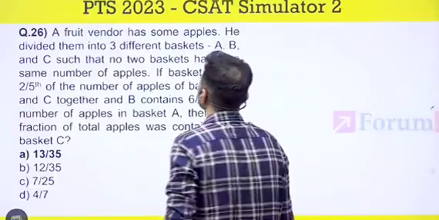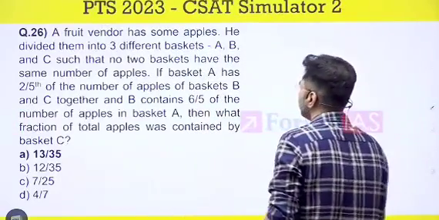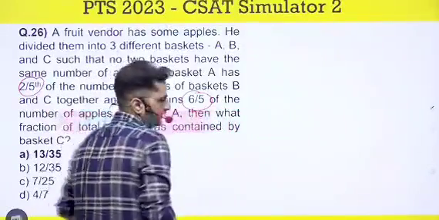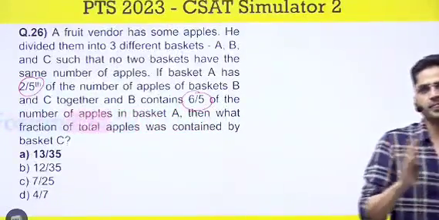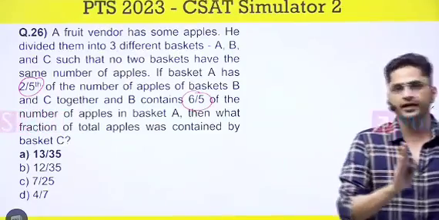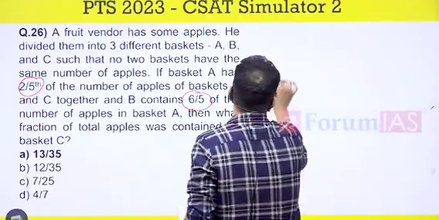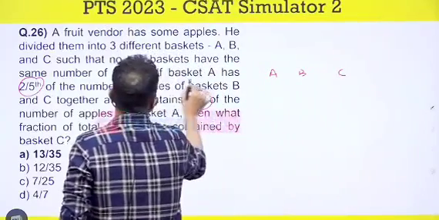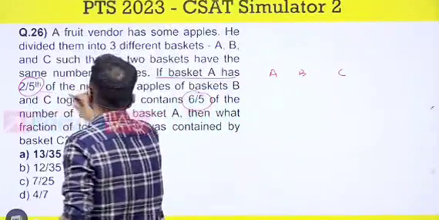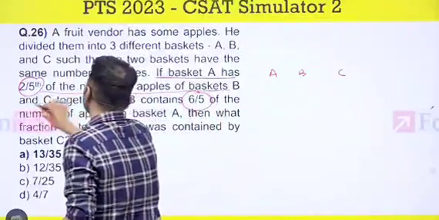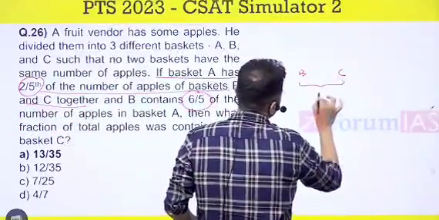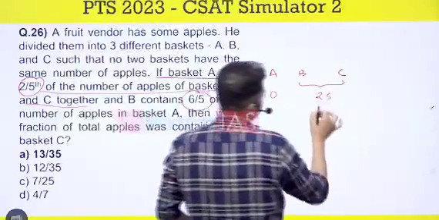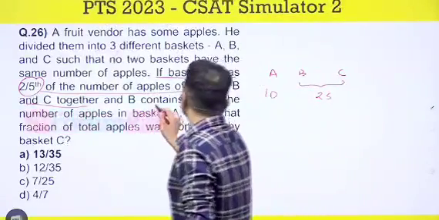A fruit vendor has some apples. He divided it. Okay, fine. See here, the question will demand that you take 2/5 and 6/5. So it would be good if you take the quantity in terms of 25. It would be very easy. So let's start. The 3 baskets, A, B, and C. It says basket A has 2/5 of the number of apples in baskets B and C together. So let this together be 25. So this becomes 2 by 5 of 25, which is 10.